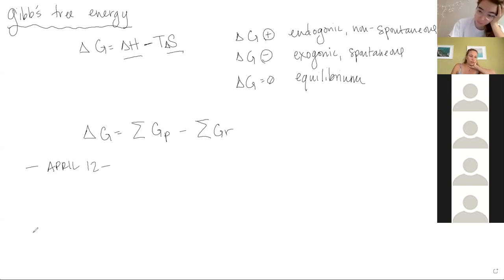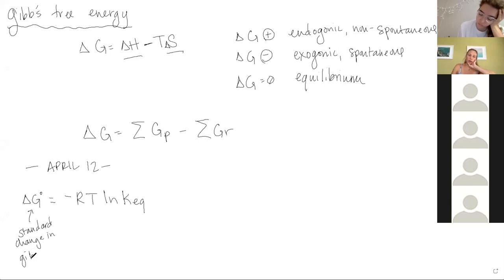So the new equation that we're presenting today is the standard Gibbs free energy. So we're at standard temperature and pressure, and it is equal to the negative of the gas constant times temperature times the natural log of our equilibrium quotient. So this is the standard change in Gibbs free energy.